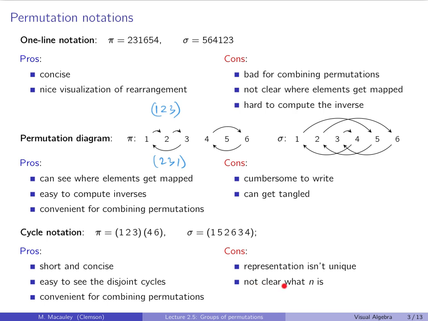And finally, it's not necessarily clear what n is. If I write this down, you know n equals 6. If you write this down, you know n equals 6. If you write this down, you don't know. Maybe you are in S7 and just 7 is a fixed point. But these cons, as we'll see, are minor. This will be our preferred notation.